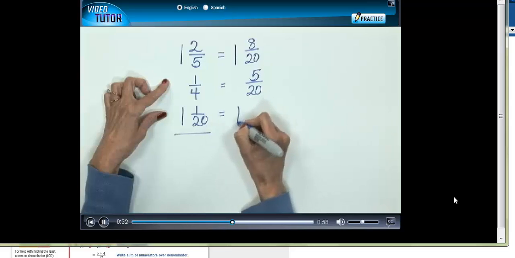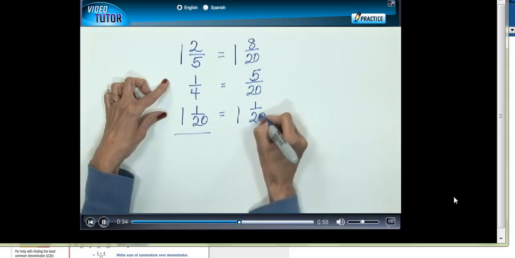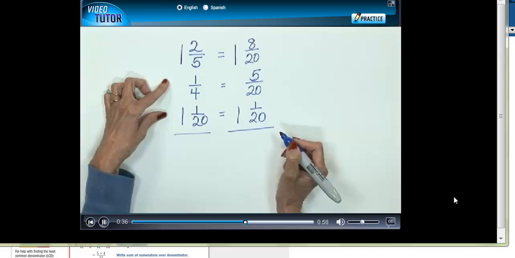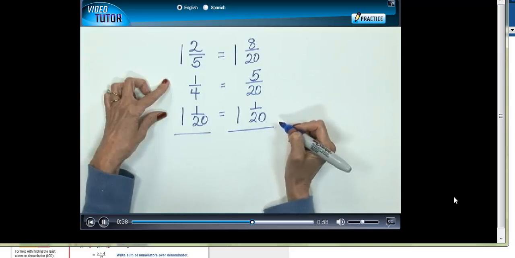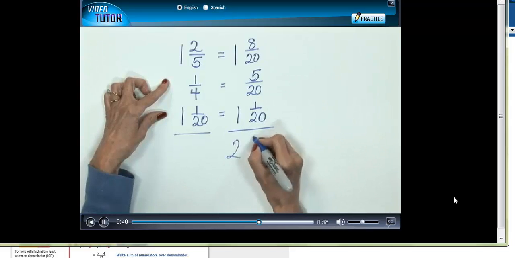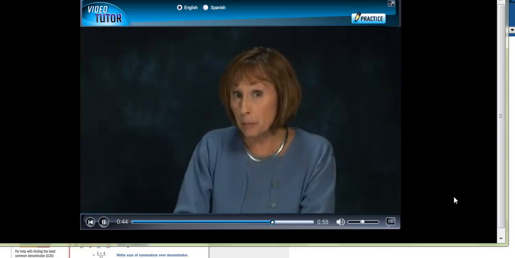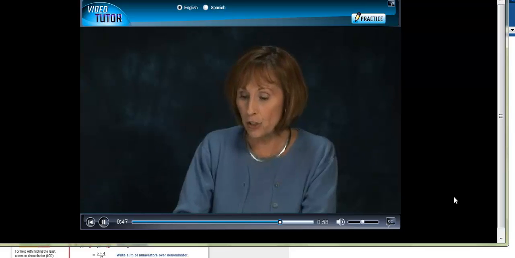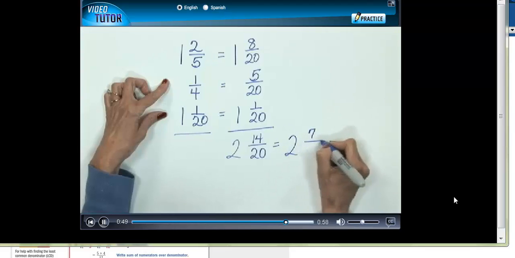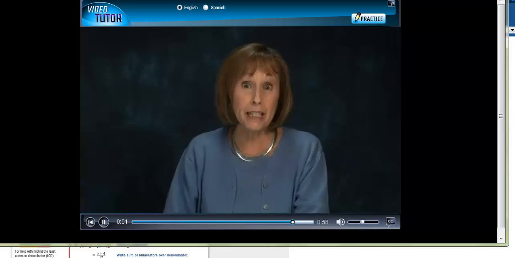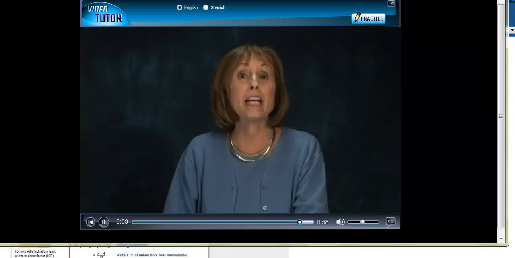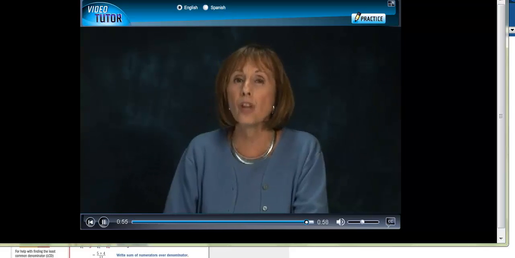and 1 and 1/20. So when we add these fractions that have a common denominator now, we get 2 and 14/20. We know that we need to simplify this fraction. It is 2 and 7/10. So be careful when you are adding fractions and make sure that you get the lowest common denominator.